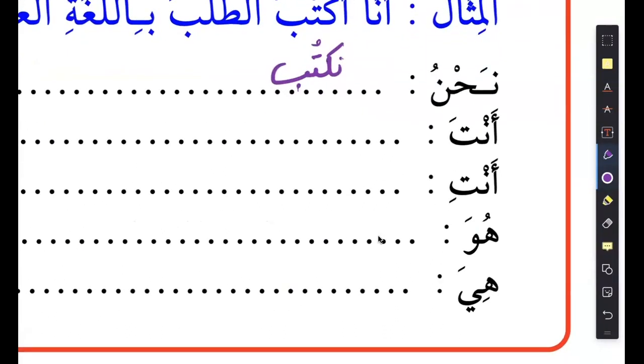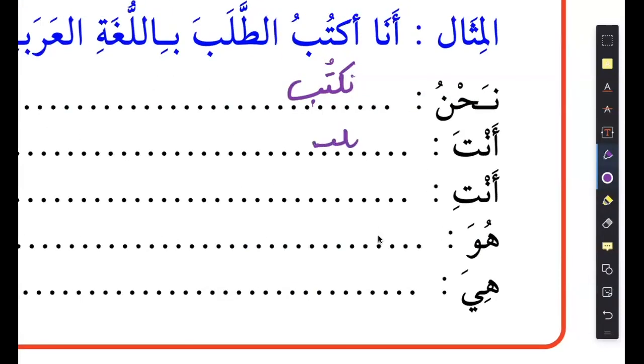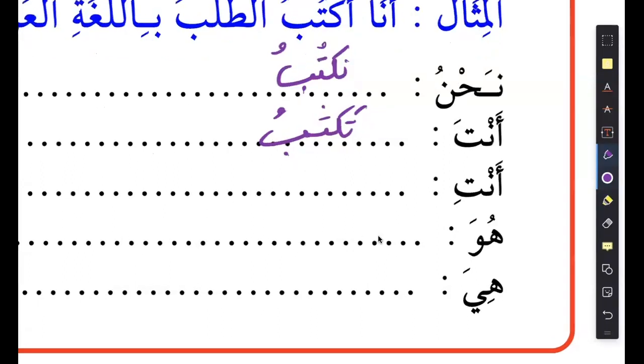Okay, so how do you say anta, you write, for masculine? Taktub, yes. So taktub, taktub. Now, how do you say anti? Taktubin. Yes, taktubina. Yes, good. Not taktubi. Taktubi, you're thinking the command verb here. And since you brought this up, I will just explain something. You said taktubina.